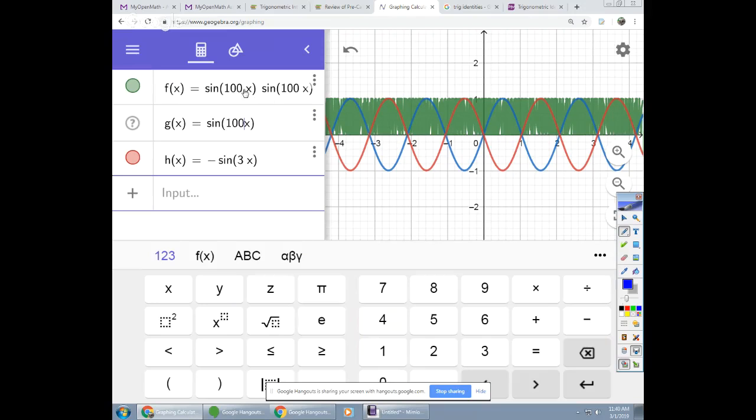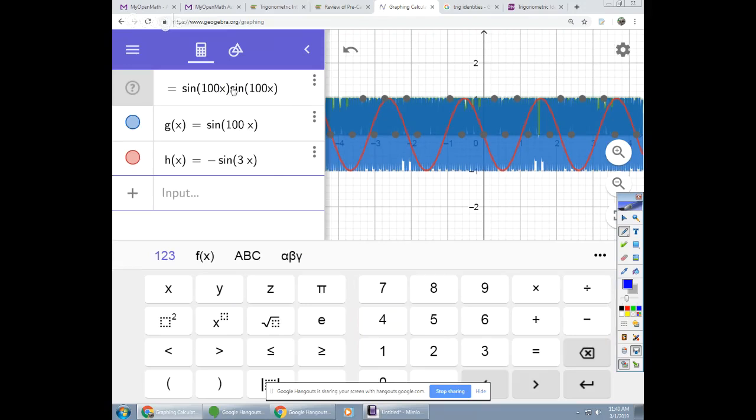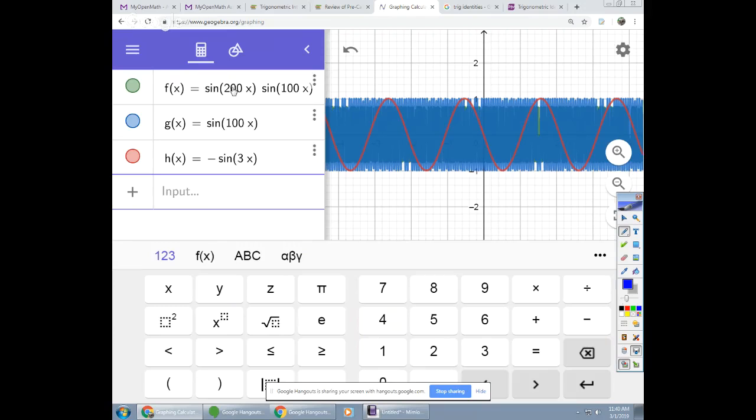Once I put them the same thing, if I make it a 200, it's going to look very messy because now they're oscillating within the sine of 100x, and I would have to really zoom in to see what's happening there because these things are oscillating so fast. So on this scale, I can't see what's happening. But if you zoom in, it'll look just like that first picture we saw.